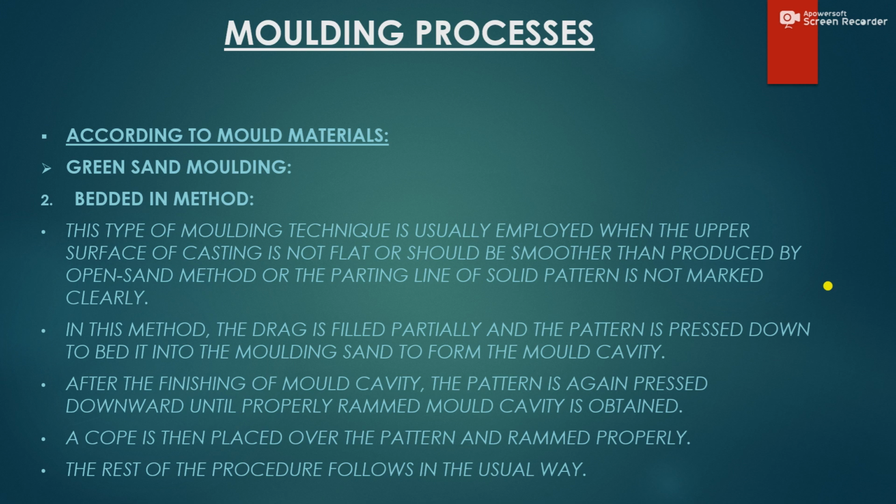First of all, the drag portion is partially filled with sand and rammed in. Then the pattern is pressed inside it to form a mold cavity. Then it is properly filled with sand and rammed again so that the mold cavity is uniform. After that, the cope portion is put on the drag portion and filled with sand and rammed properly. After that, the procedure is usual.